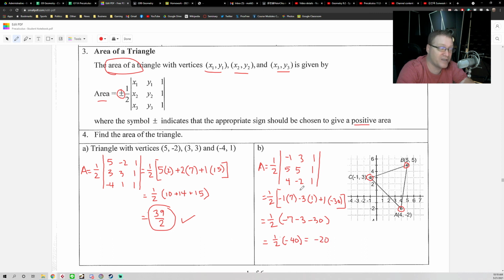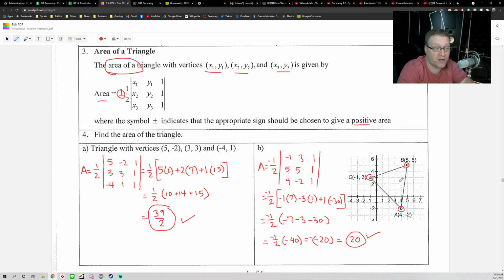Now, this is where the plus or minus comes in. Plus or minus, we have to force this to be positive. So this time we're going to use the minus here. So we're going to put a minus in front of this, and it becomes, so I can put a negative in front of all of these, and then this is going to end up being negative, which makes it a positive. All right, so our final answer is 20. And that's the area of this triangle.